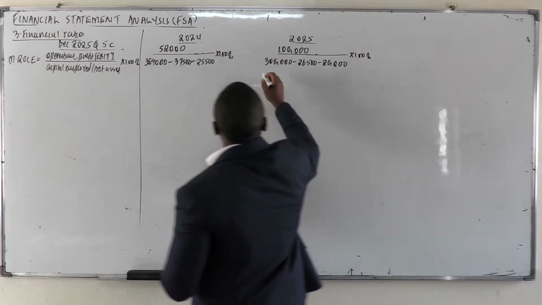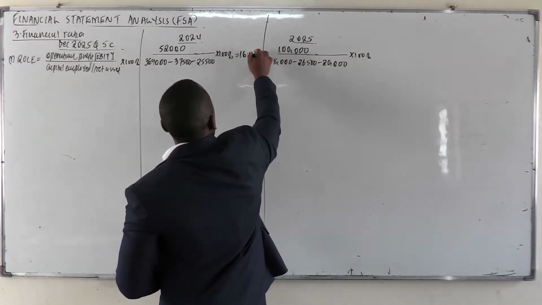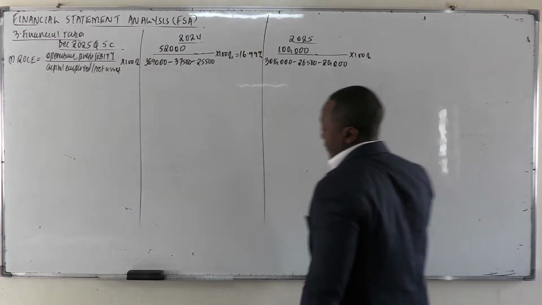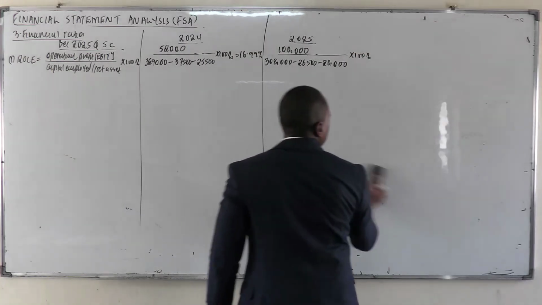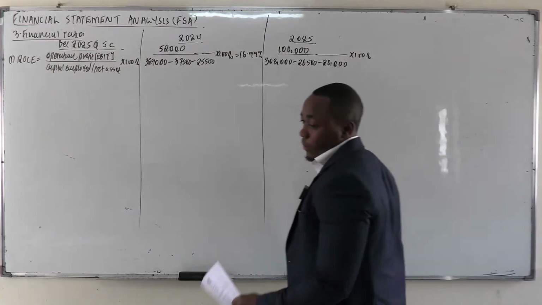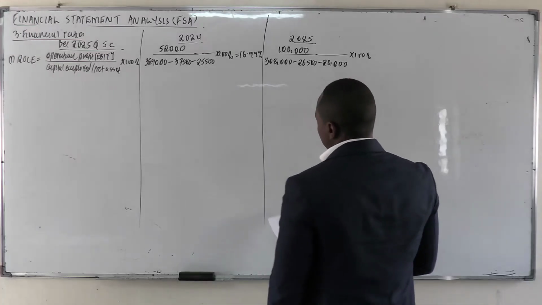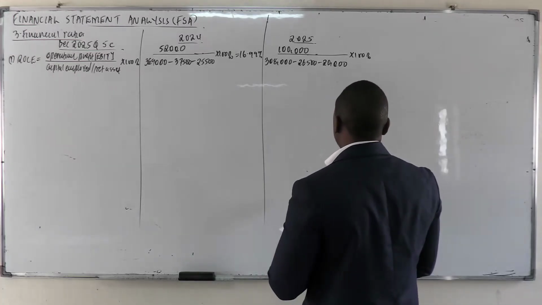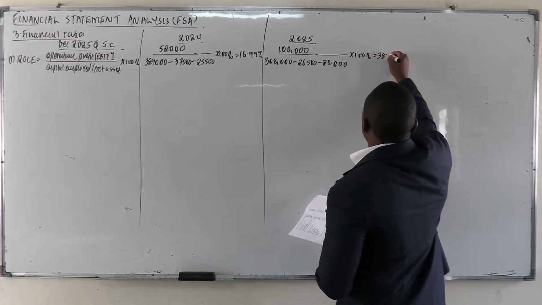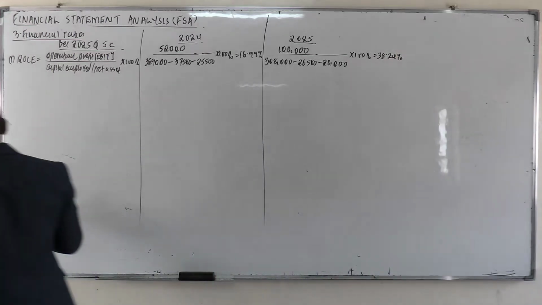So give me that. This one is 16.99%. And the other is 3.24%. And then number 2 is the asset turnover.